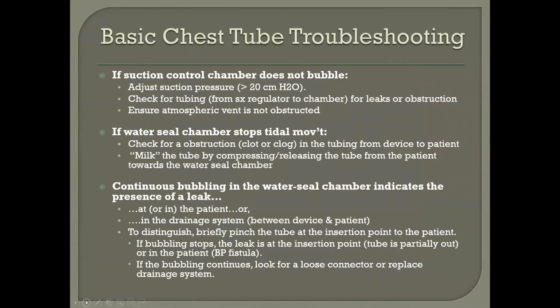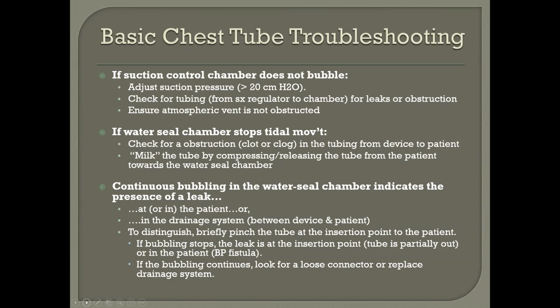So, some of the basic troubleshooting. Again, I know nurses do a lot more troubleshooting than we do, but this is just to enhance your awareness. If the suction control chamber does not bubble, adjust the suction pressure at the wall to greater than negative 20 centimeters. Check the tubing, looking from the suction regulator to the chamber for leaks or obstructions, and ensure that the atmospheric vent is not obstructed. Any one of these three things can affect a suction control chamber that is supposed to bubble but does not.